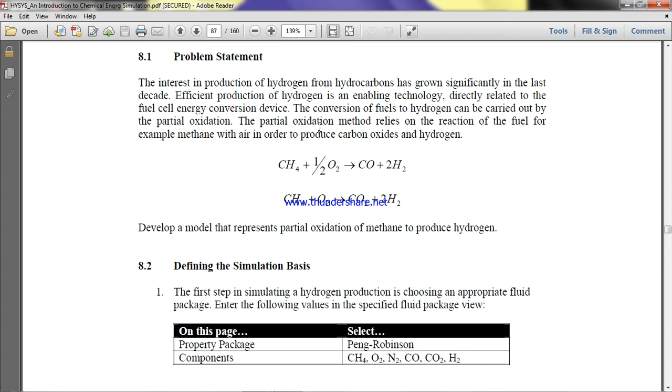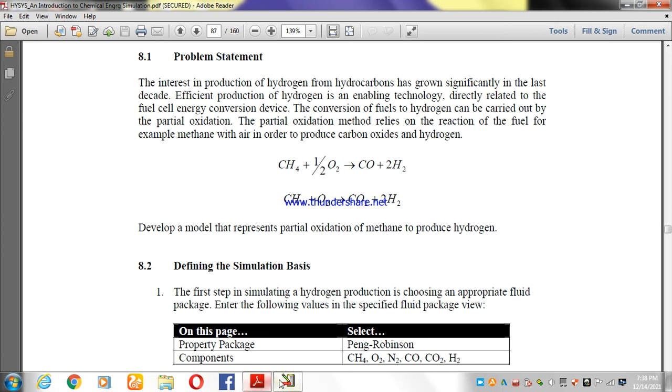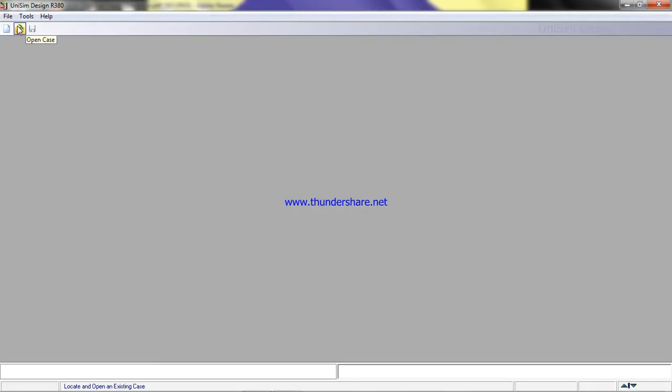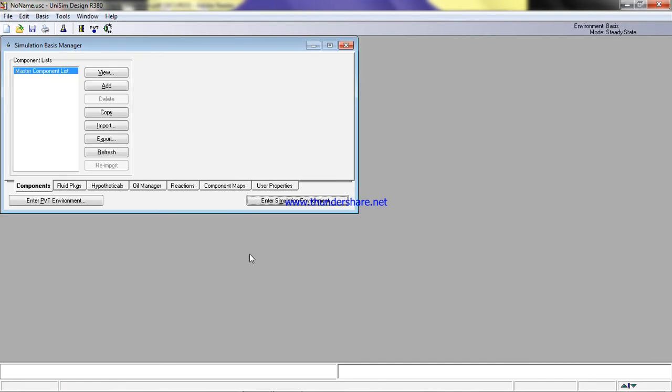Now UNISIM is one of the process engineering softwares that is very useful. So you can lay hands on UNISIM, Aspen HYSYS, Aspen Plus, Pro/II, and then for process design problems. Okay, so the first thing for you to do here, let's go to the UNISIM environment. You come here, go to new case.